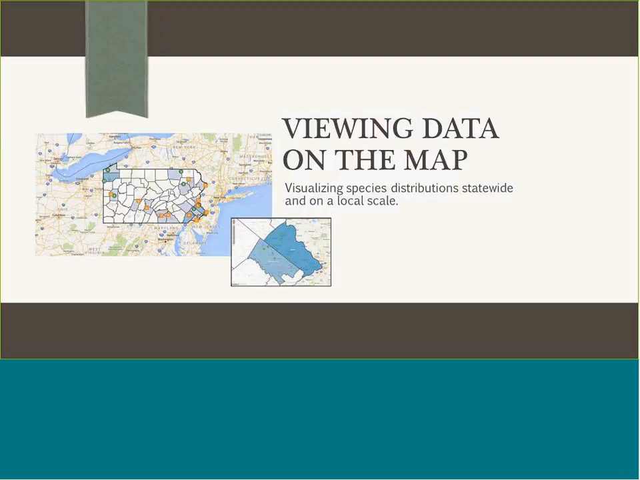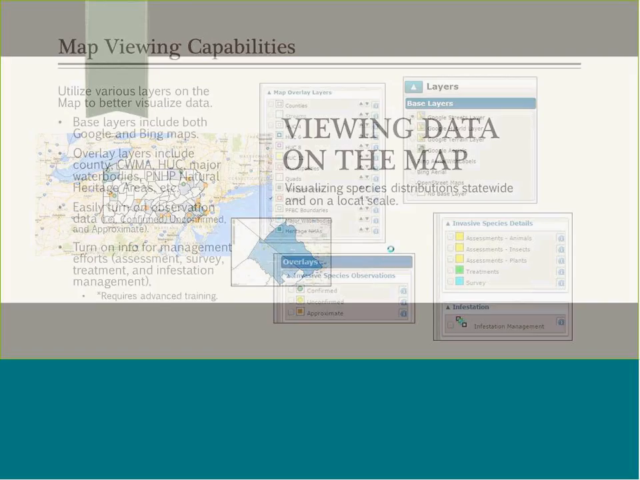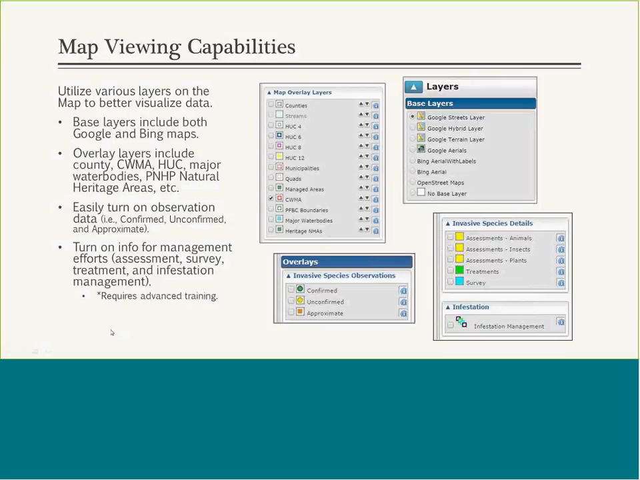Thank you. All right, so let's talk a little bit now about viewing data, specifically on the map. This is going to be really helpful to be able to visualize species distribution statewide, as well as on a more local scale. I'm going to show you how to do that. So, viewing capabilities: there are various reference layers available in iMap for you to be able to better visualize data. This is a brief overview of what that looks like.